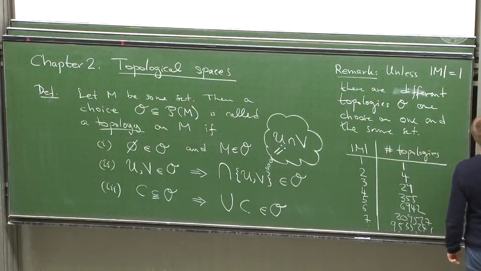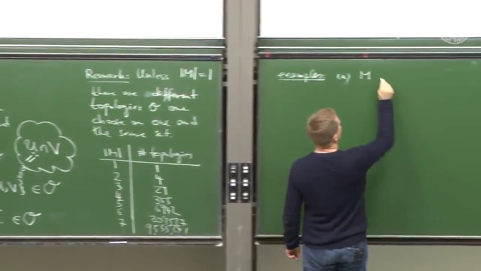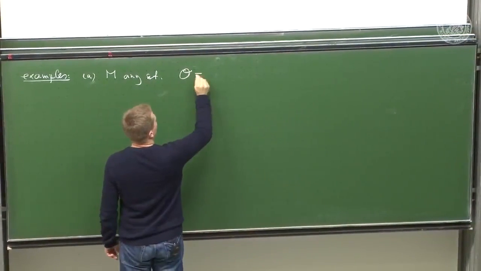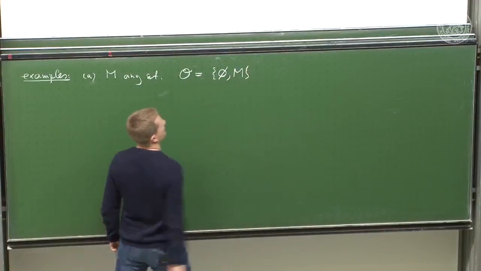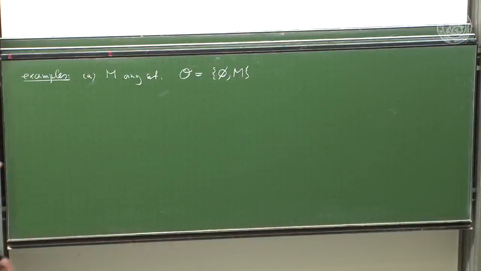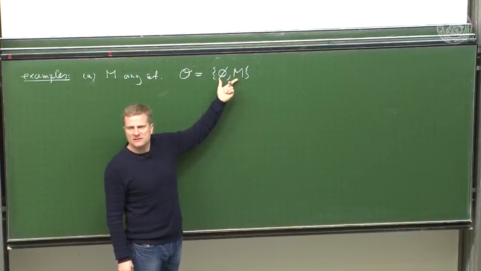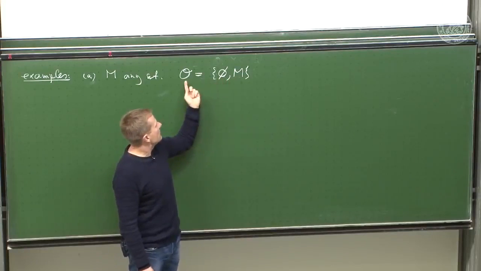Now, however, let's first start with basic examples for topology to get familiar with the concept. Well, let M be any set. On any set, we can choose the topology to consist of just the empty set and the set itself. Why is this a topology? Well, the first axiom is clearly satisfied. The second axiom, we have to consider whether the intersection of any 2 is again in O. The intersection of any 2 elements in O is again in O.